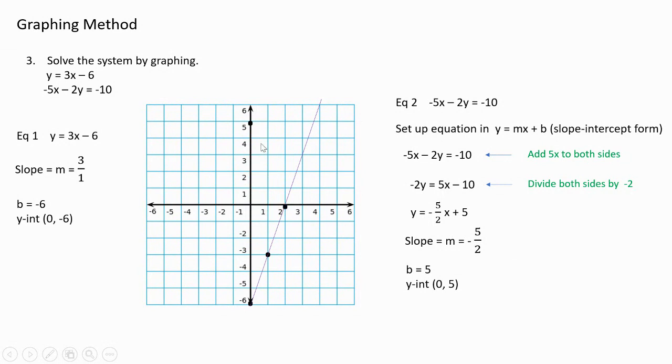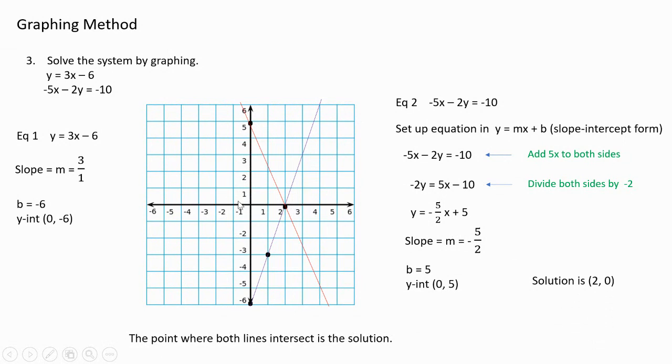And then, like I said earlier, we only need 2 points to graph a line. So we connect those 2 points, and that's my line. So where do they intersect? This is my solution, right? Because here's where both lines intersect, which is going to be (2, 0). And again, the point where both lines intersect is a solution, which is (2, 0). That's how you solve the system by graphing.